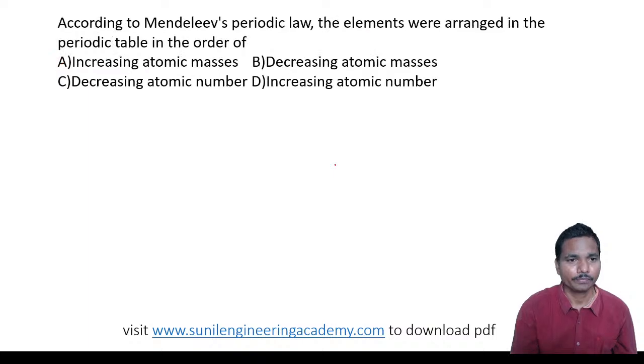Coming to the next question. According to Mendeleev's periodic table or periodic law, the elements were arranged in the periodic table in the order of dash. A very easy one. I have explained this in detail in the practice sessions and in the theory part. Very good, Shashi.